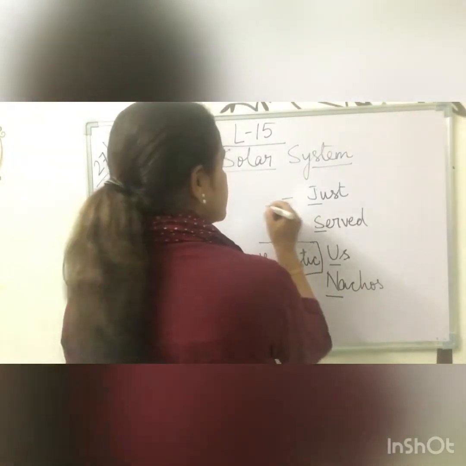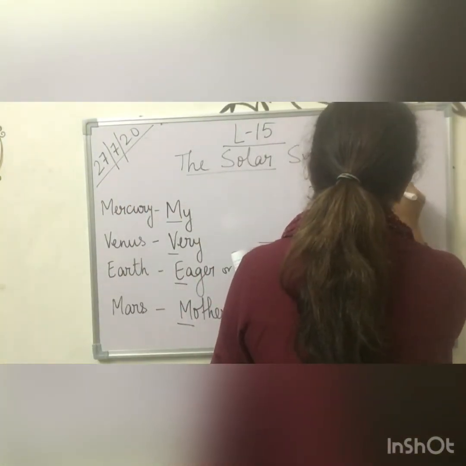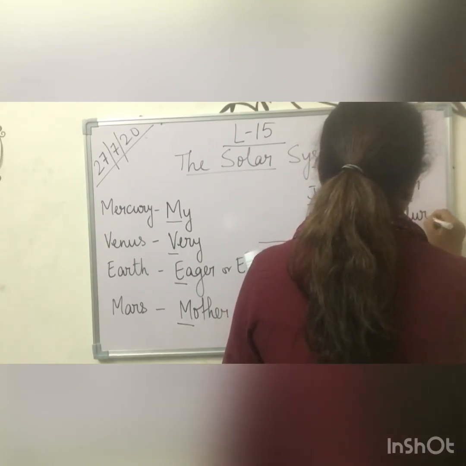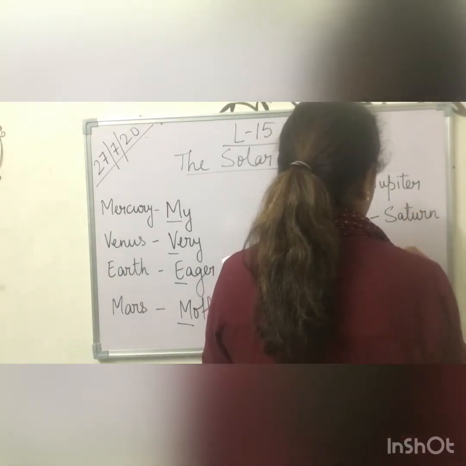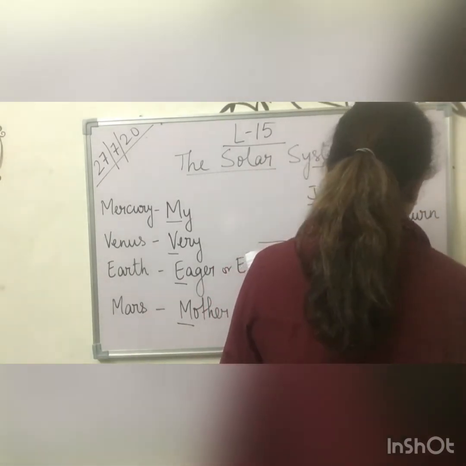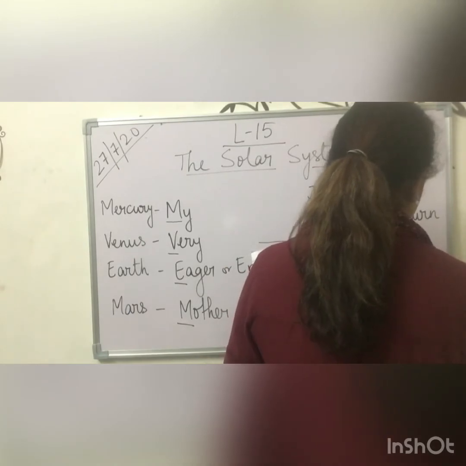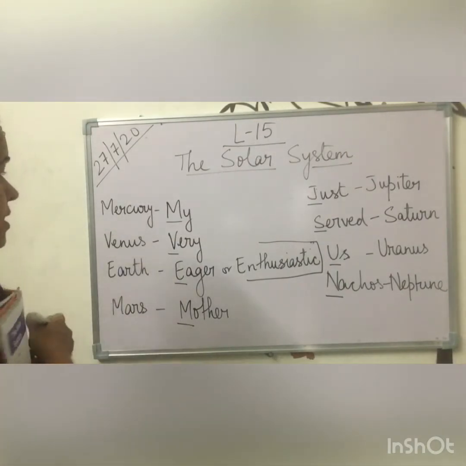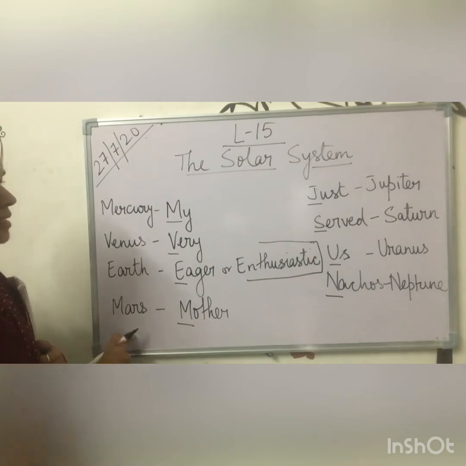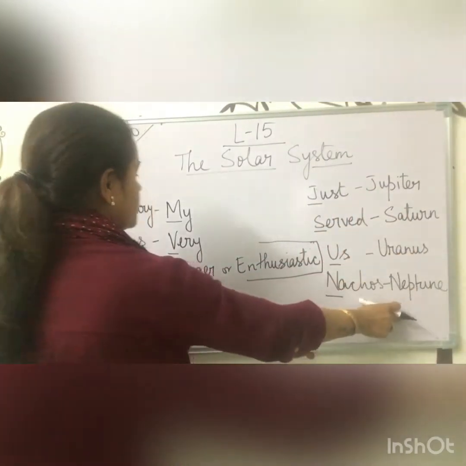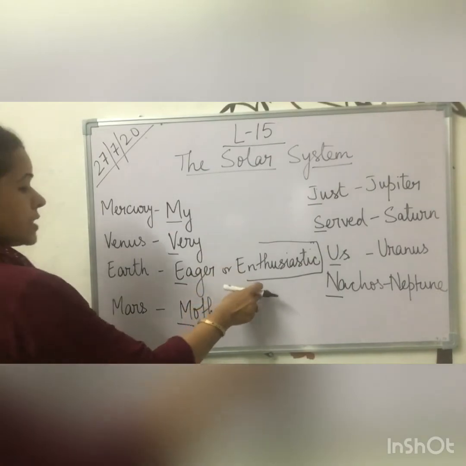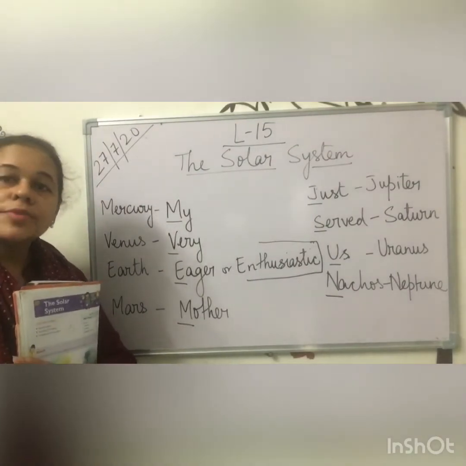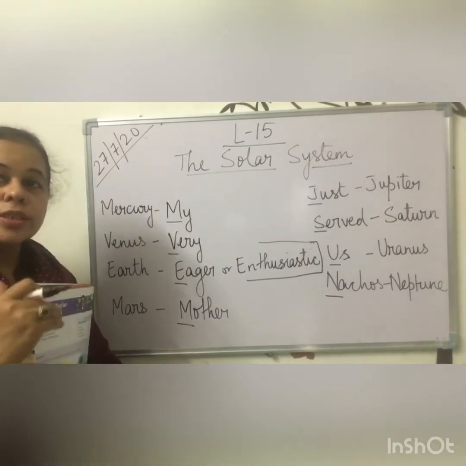And then just as, I will write here, Jupiter and Saturn, Uranus, Neptune. So now it is very easy to learn according to the distance. Mercury, Venus, Earth, Mars, Jupiter, Saturn, Uranus, Neptune. You can say my very eager or enthusiastic mother just served us nachos. Okay, this is a very easy way to learn the planets according to the distance.